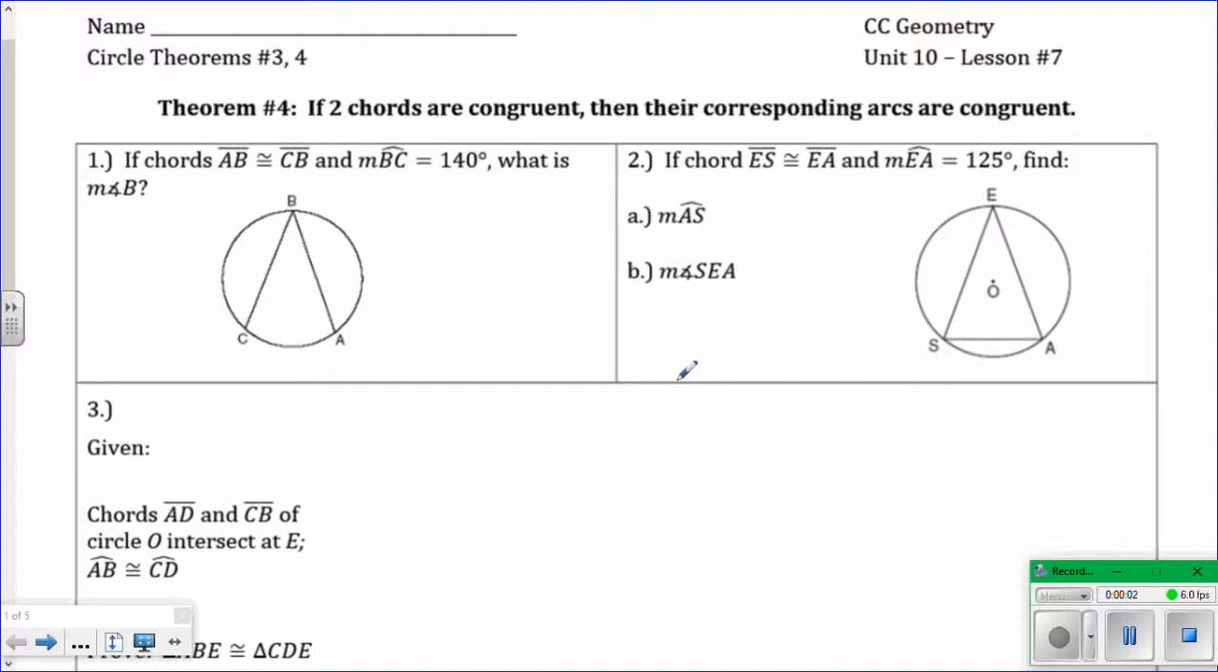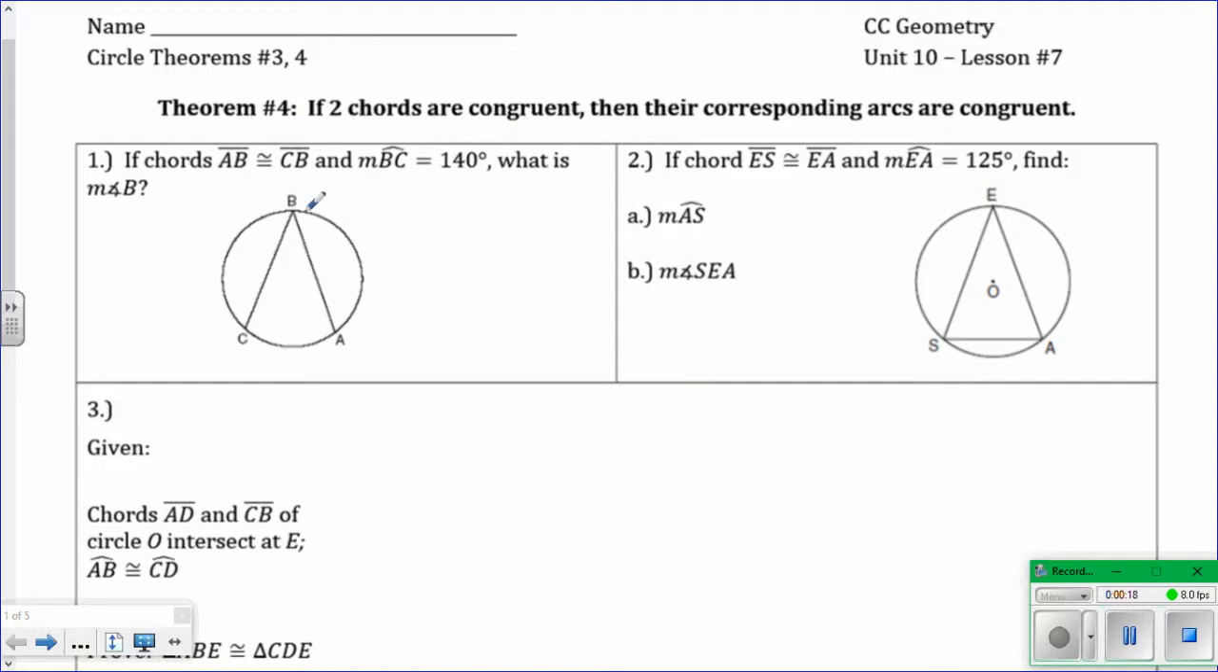Number 4 states that if two chords are congruent, then their corresponding arcs are congruent. And it's kind of going vice versa. You can switch around and say, if corresponding arcs are congruent, then two chords are congruent. So we'll see how this goes.